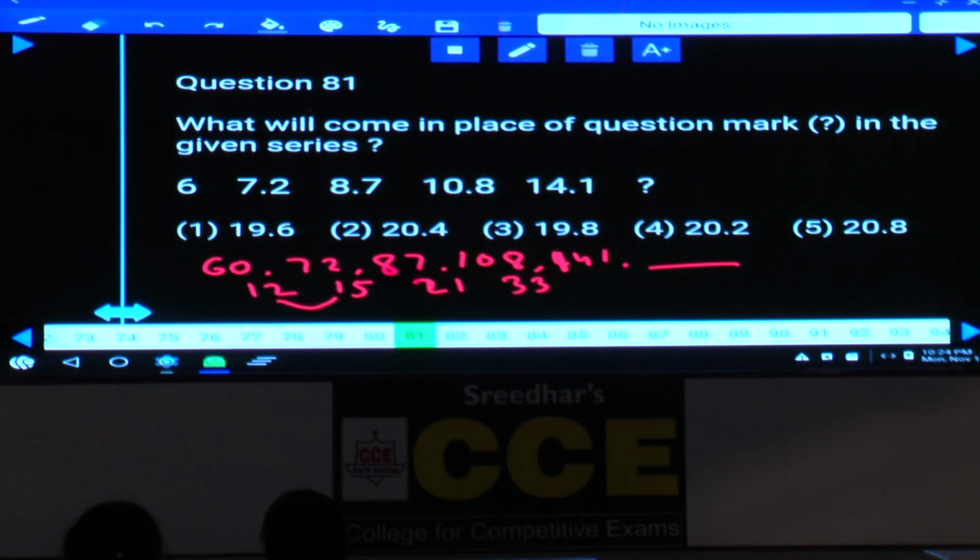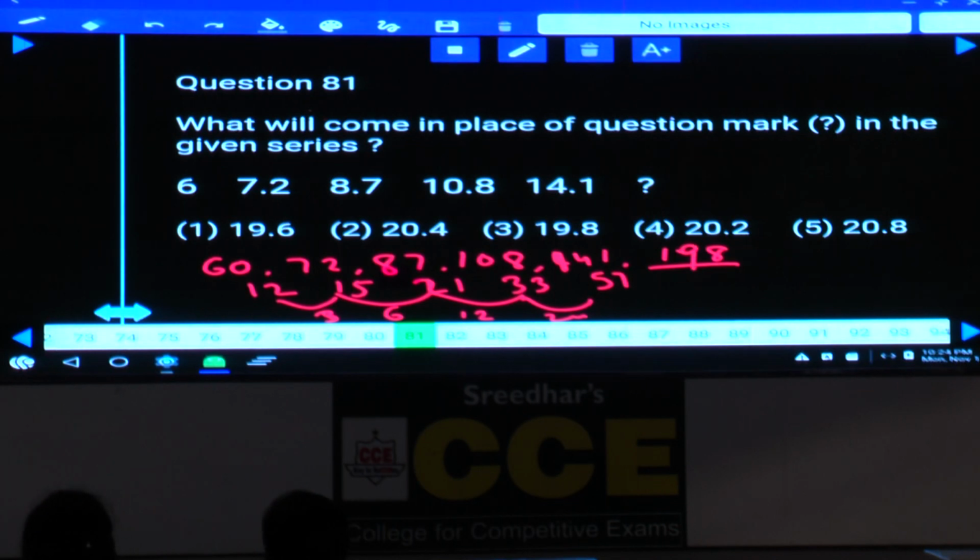Now 12 and 15 difference is 3. 15 and 21 difference is 6. 21 and 33 difference is how much? 12. అవునా కదా? 3, 6, 12. Next difference must be 24. 33 plus 24 is how much? 57. Now 57 should be added, and this is 141 plus 57.